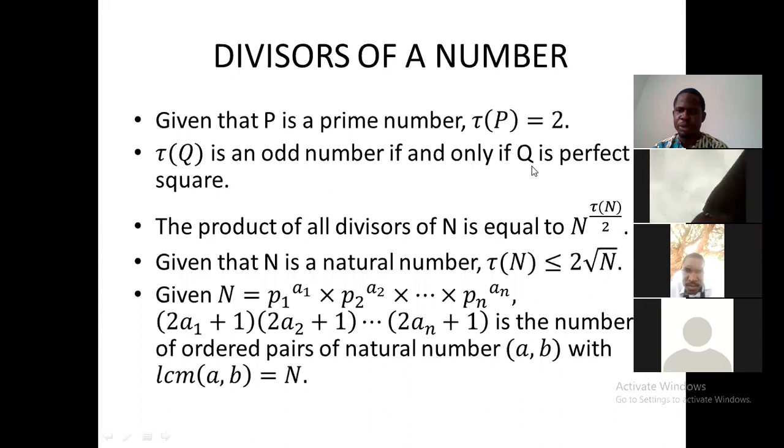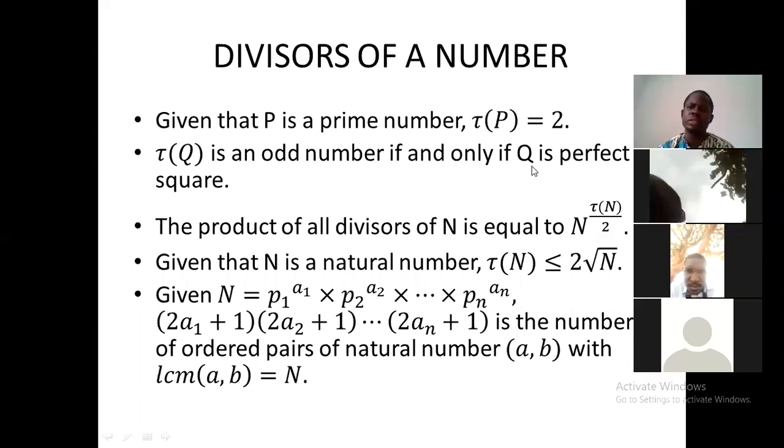Now, tau of q is an odd number if and only if q is a perfect square. Now, this phrase, if and only if, is something very important. If you say A if and only if B, it means two things, all right?